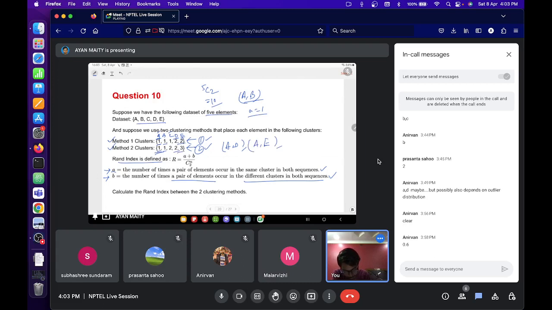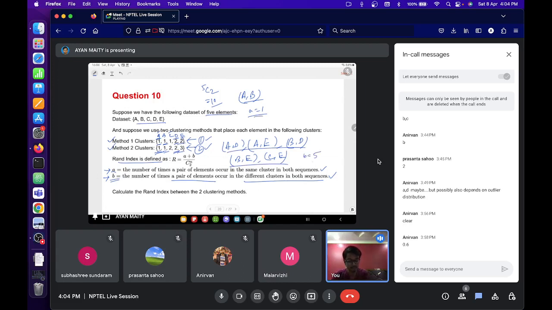And then BD would also be there in B, because B and D are 1 2, and in the second sequence also it is 1 2. So it is occurring in two different clusters in both the sequences. BE also satisfies the same criteria, and CE does the same. So these are the 5 elements that satisfy the condition for B. So B would be 5.